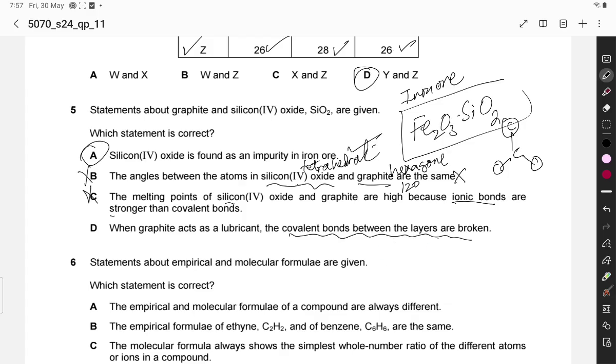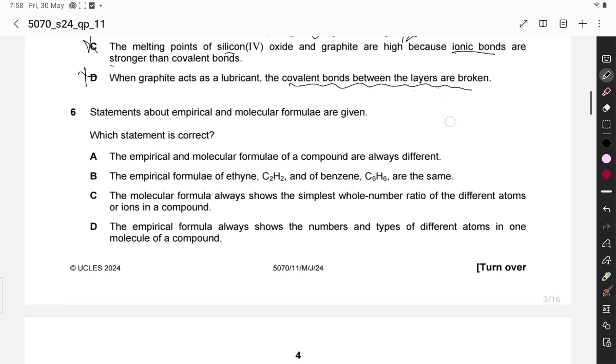Layers can slide over each other. So covalent bonds between the layers? Covalent bonds are not present between the layers. Weaker intermolecular forces are present between the layers. So it is also incorrect.